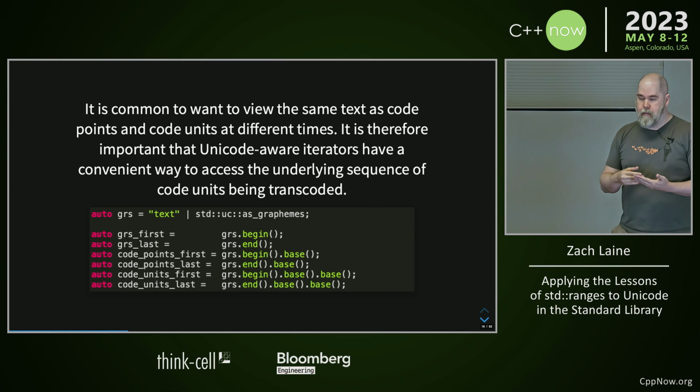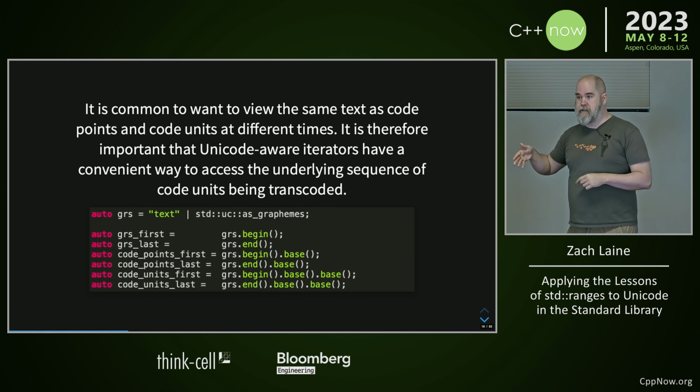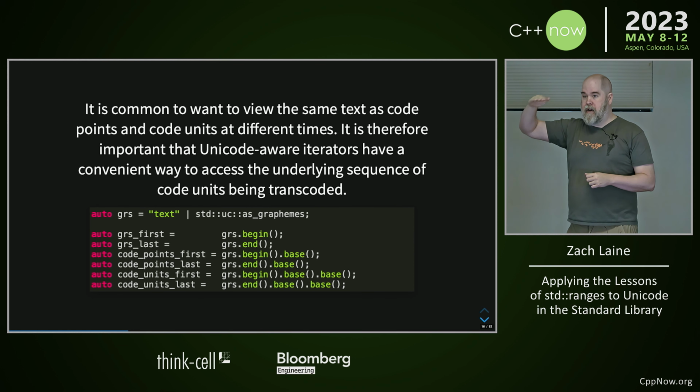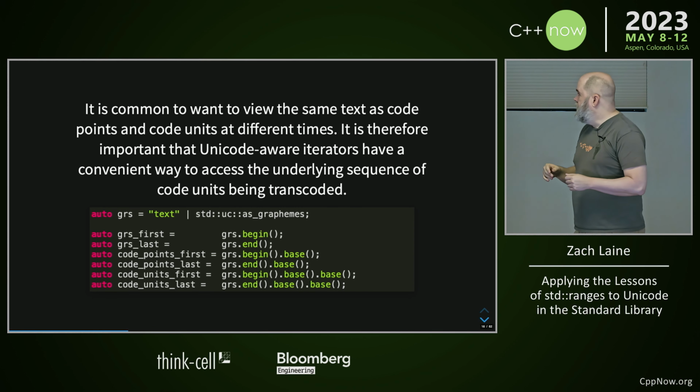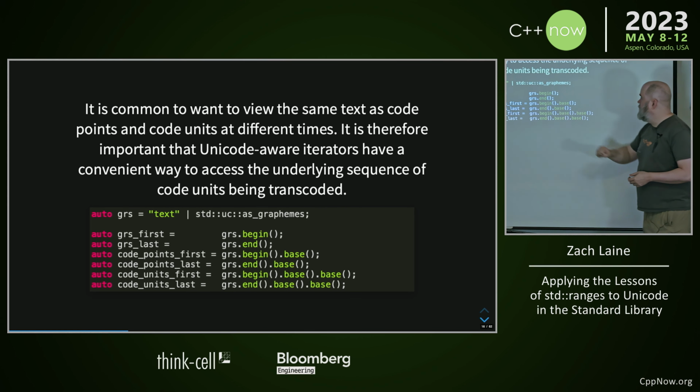Also, it's really common to want to look at the same slice of text in different ways. I talked about code points, code units, and grapheme clusters before. They form a hierarchy: the grapheme clusters are made out of code points, and the code points are made out of code units. Here, this is another range adapter. This is saying, take that text and give me a grapheme view of that text.